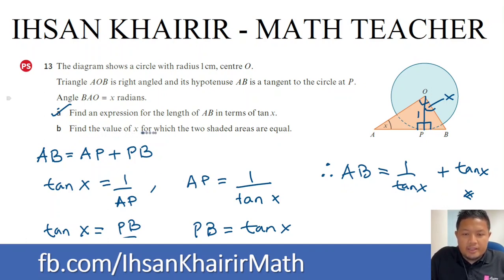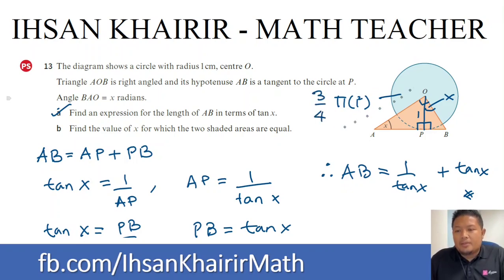We want to find the value of x for which the two shaded areas are equal. So the two shaded areas are the orange area here, which is the triangle, and the 3/4 of a circle here, which is the blue area. So this blue area is very simple to find. Okay, the area of the blue circle, because the circle has radius 1, then the area of the entire circle is pi times 1 squared, which is just pi. And since the blue area is 3/4 of that full circle, then it's just 3/4 of pi. So that's the area for the blue.